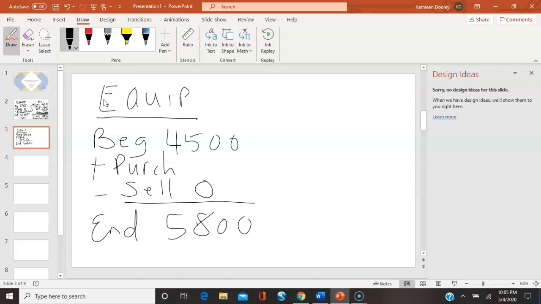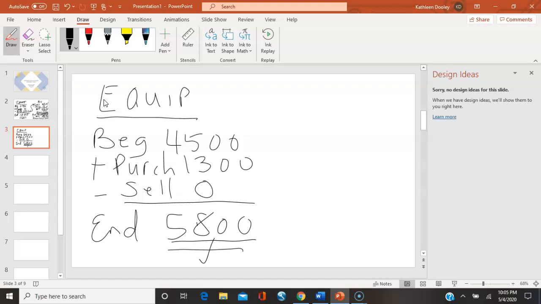So that means the whole amount that went from beginning to end, from 4,500 up to 5,800, which is 1,300, that whole 1,300 was where we purchased assets. Okay, and we've double checked: 4,500 plus 1,300, does that equal 5,800? Yes, it does. I can check that off.